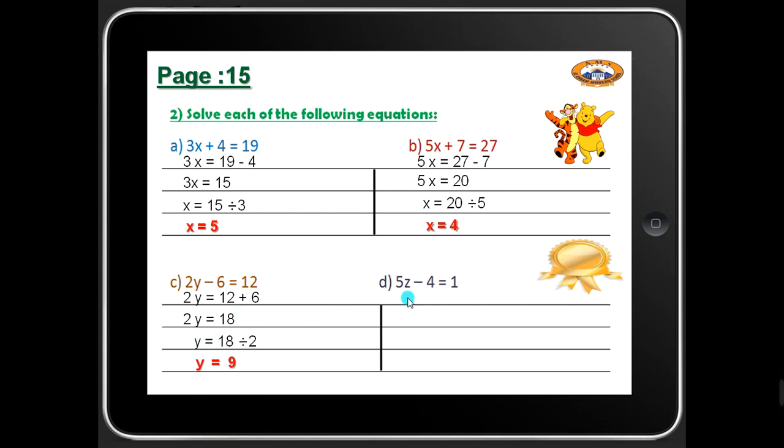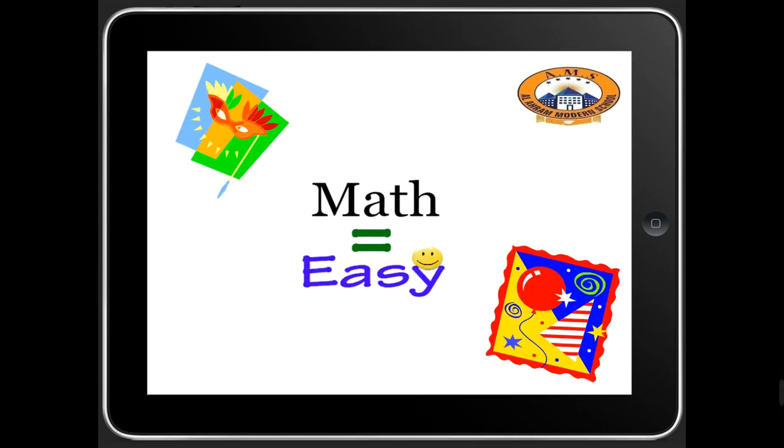The last one, yes, the same idea. Move 4 to the other part. Minus 4 will become plus 4. So 5z equals 1 plus 4. It will give me 5. 5z equals 5. Move the 5. Here is multiply. Move it to the other part of the equation. It will become 5 divided by 5. 5 divided by 5, my dear student, gives me 1. So z equals 1.